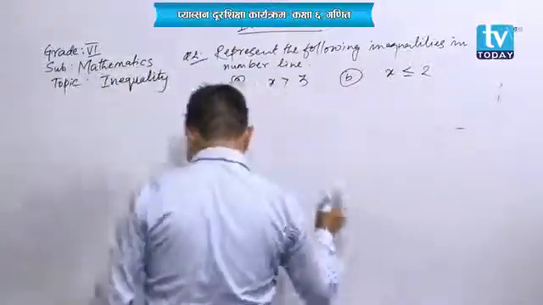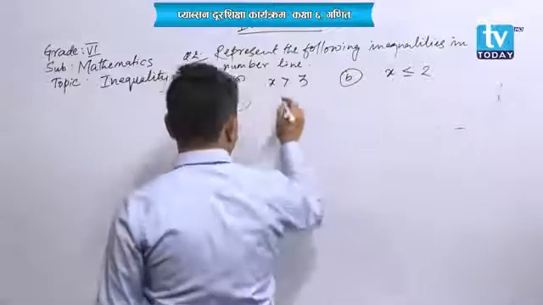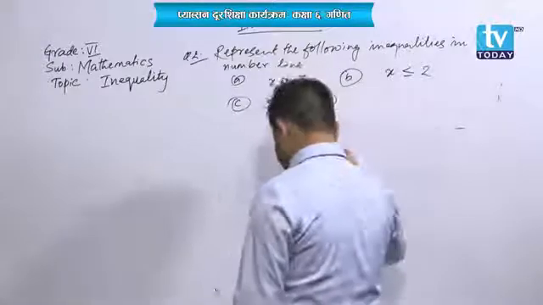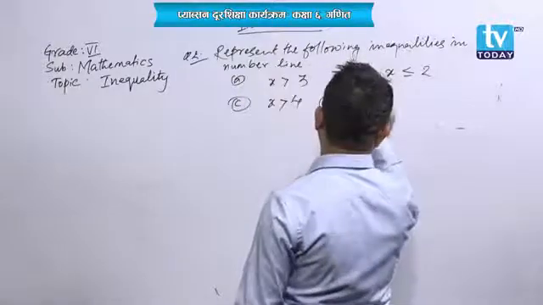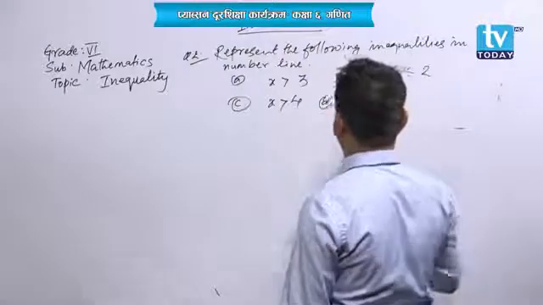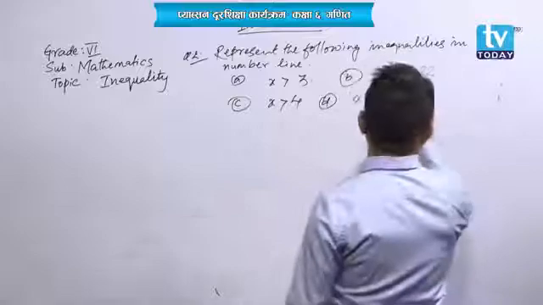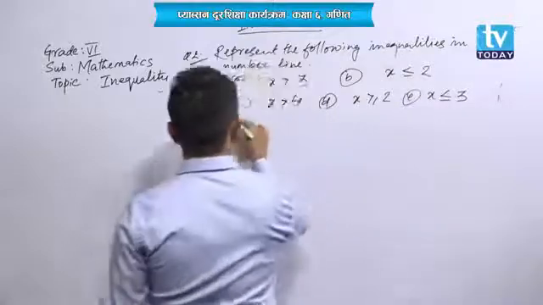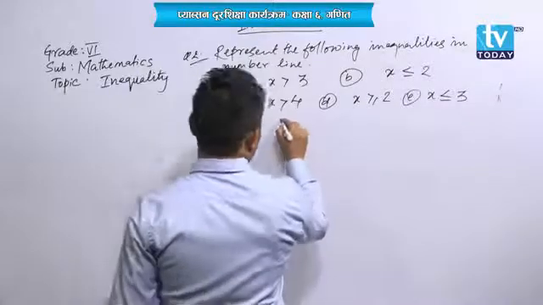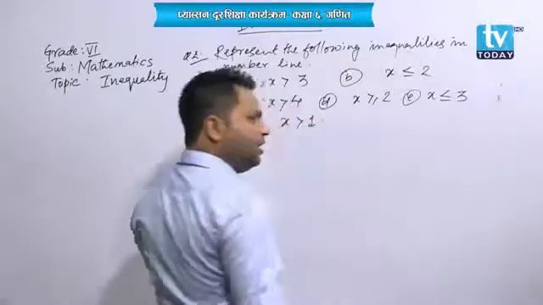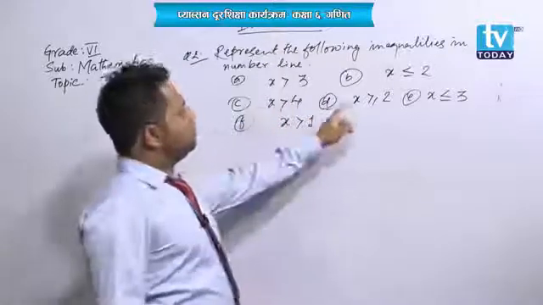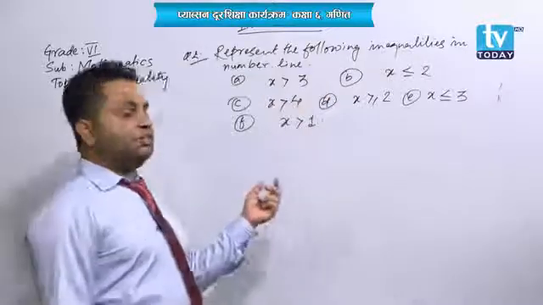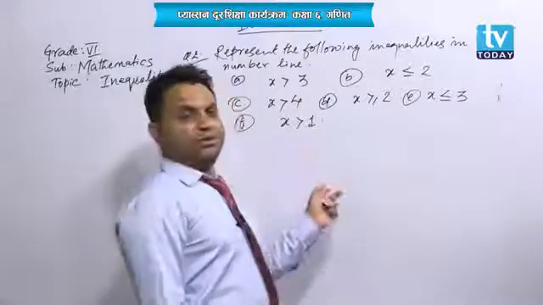All right. Now number C, x is greater than 4. Number D, x is greater than or equal to 2. Here it is less than or equal to 2, here it is greater than or equal to 2. Number E, the value of x less than or equal to 3. Number F, greater than 1. You can do these questions C, D, E and F yourself. I am leaving these questions for you as a home assignment. You can do them in a similar way. All right.